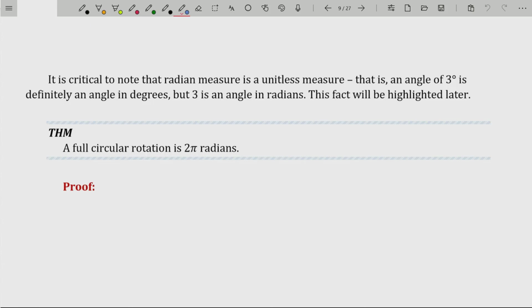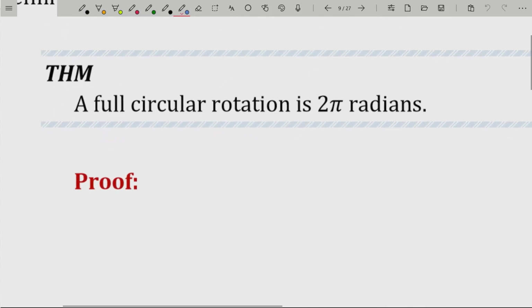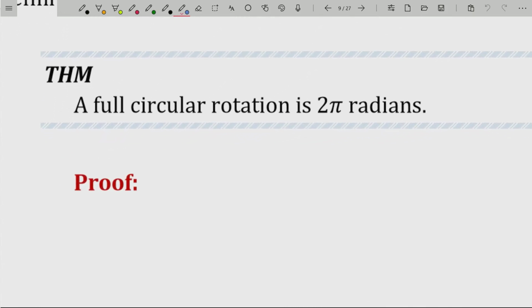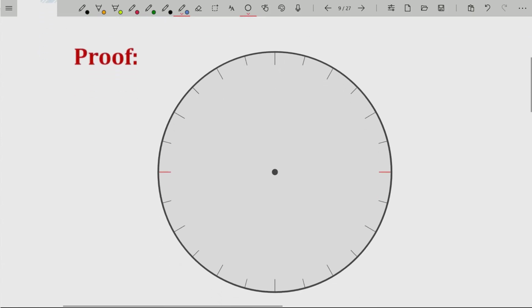And then this theorem, such a beautiful theorem. A full circular rotation is 2 pi radians. That is like the birthplace. Here we go. Trig. Full circular rotation is 2 pi radians. So let's do the proof. And the proof is kind of nice.